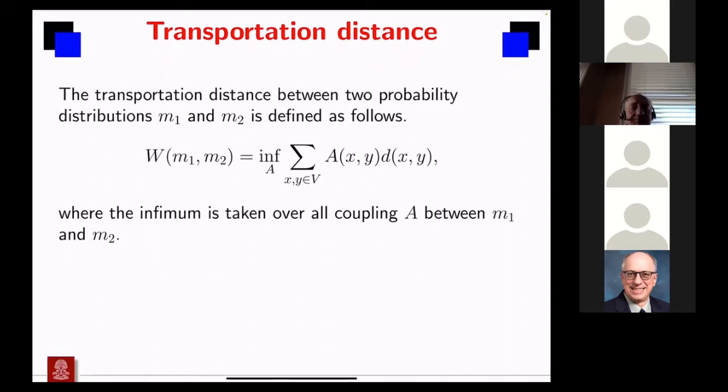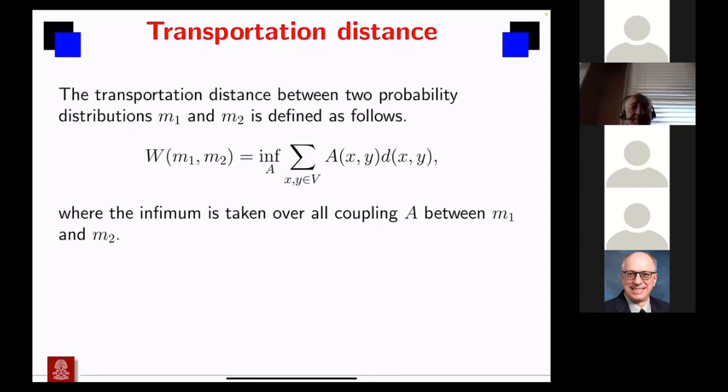So the transportation distance is simply the optimal cost over all possible couplings. Here the cost to move a mass from X to Y is the distance d(x,y). If you take the infimum, that gives you the transportation distance. Now, it is really a distance on probability distributions, so it satisfies the triangle inequality. This is the solution of the optimization problem.